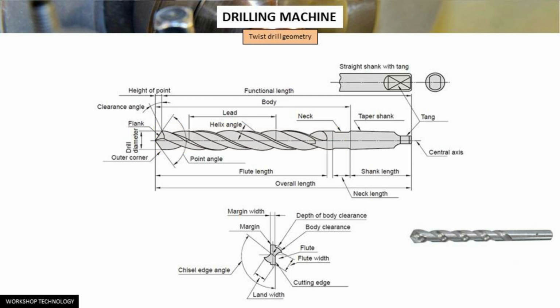And body is that portion of the drill which extends from the extreme cutting end to the beginning of the shank. Then we have something that is called heel. Heel is the edge formed by the intersection of the flute surface and the body clearance. And this body clearance is that portion of the body surface which is reduced in diameter to provide diameter clearance.